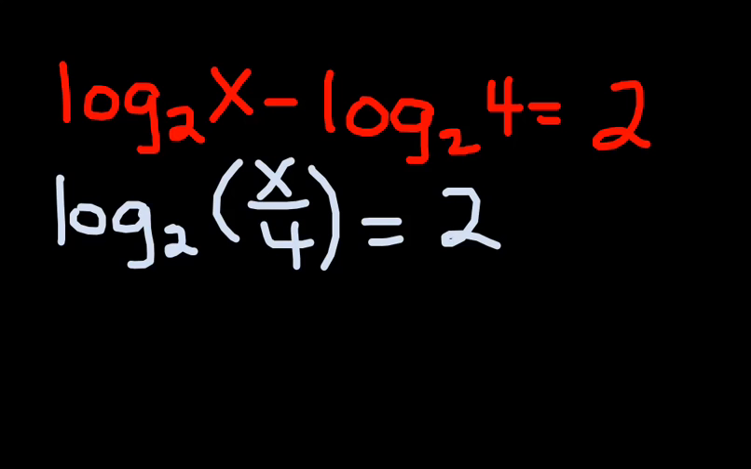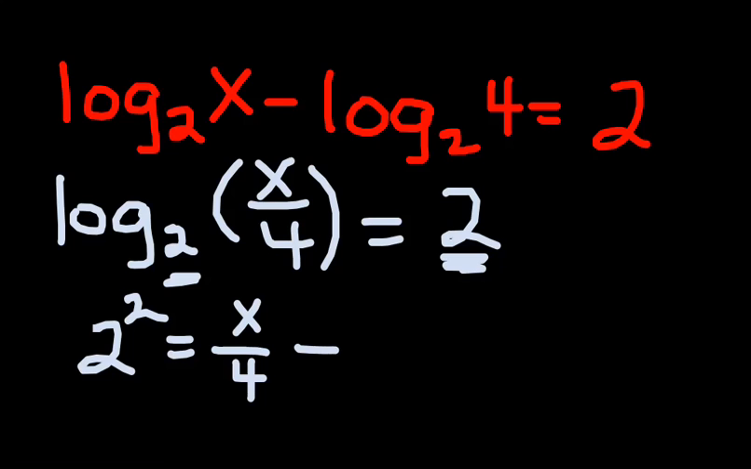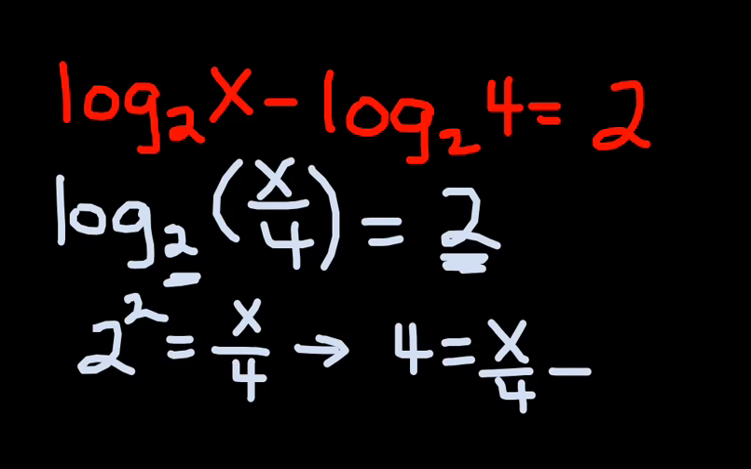And so now we can rewrite this one. Base of 2 raised to the second power, over here the exponent, is equal to x over 4. So that becomes 2 squared is 4 equals x over 4, and to solve this one we simply multiply both sides by 4 and x would equal 16.